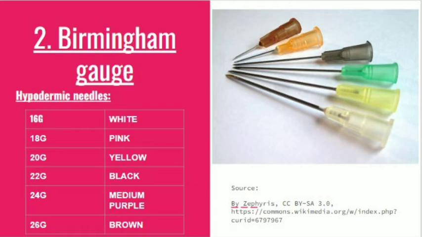Like 16 gauge is white, 18 gauge is pink, 20 gauge is yellow, 22 gauge is black, 24 gauge is medium purple, and 26 gauge is brown. You can link some of these colors with the ones in the figure. The 16 gauge is white, and in the figure the white one has the greatest diameter. It is the biggest needle among these. Just like the brown one is the 26 gauge one, which is the smallest with the smallest diameter. So the greater the gauge value, the smaller will be the diameter, the smaller will be the needle.